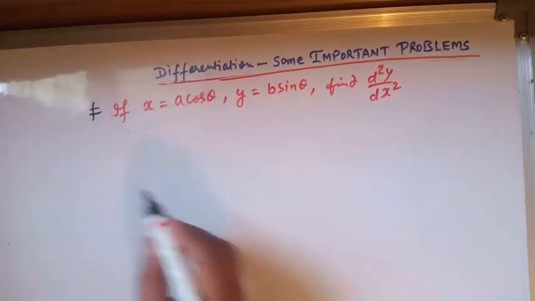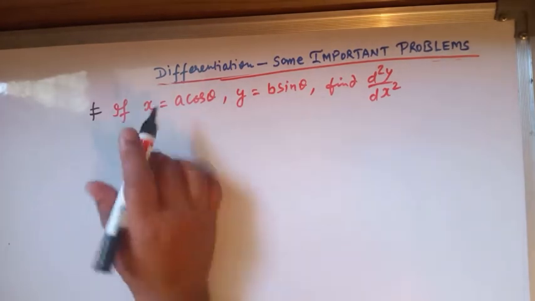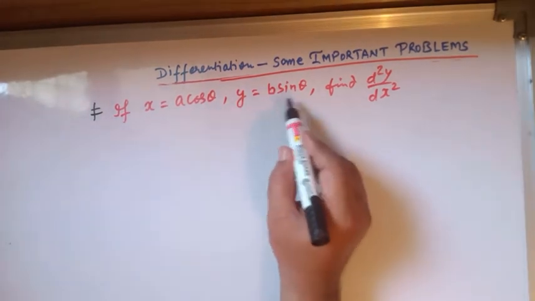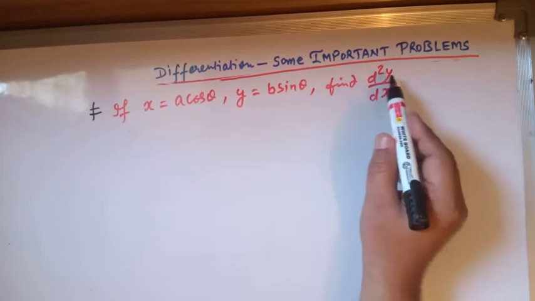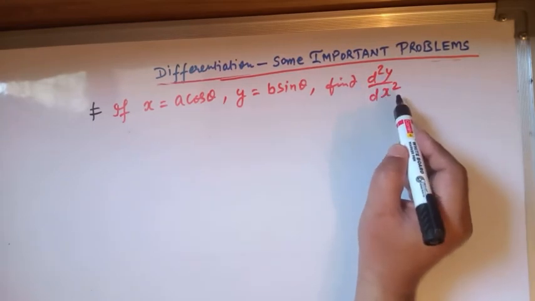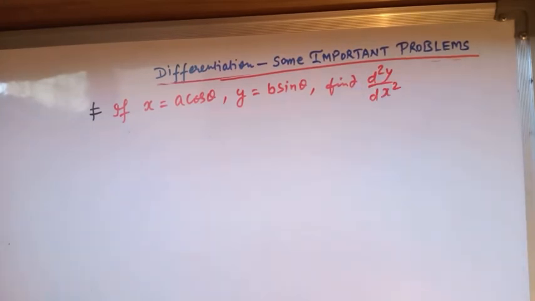Viewers, let us take this problem. Here we have x equal to a cos theta and y is equal to b sin theta. We have to find d2y over dx2. Viewers, here I want to mention that I am taking a variety of questions, and you can practice more questions which are based on the questions which we are solving right now. So let us solve this problem.